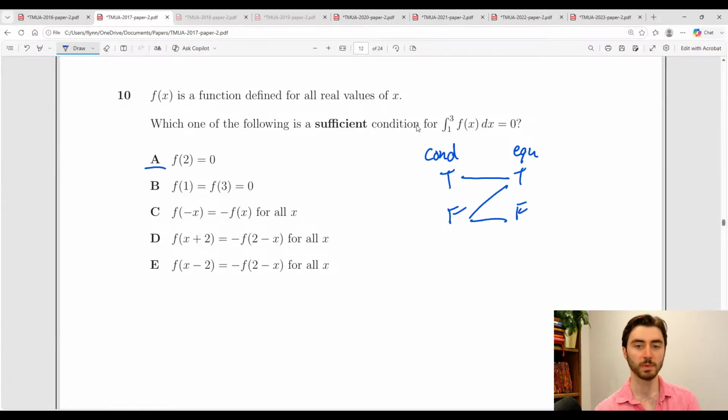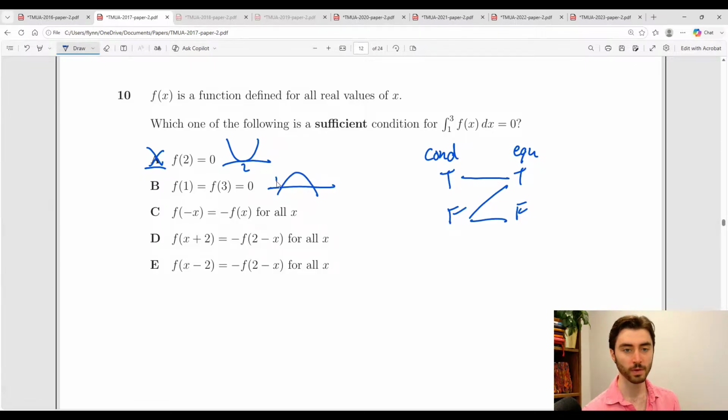So can this be true and this integral is not 0? Yes. I can draw something like this where that is 2, and we can integrate between 1 and 3 and you would not get 0. Can this be true? Yes. If I did something like that where that was 1 and that was 3, the integral between 1 and 3 would not equal 0.